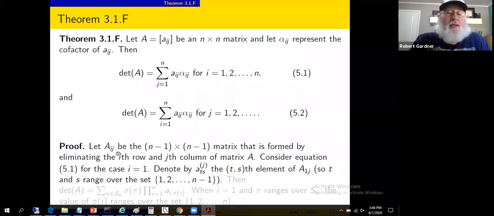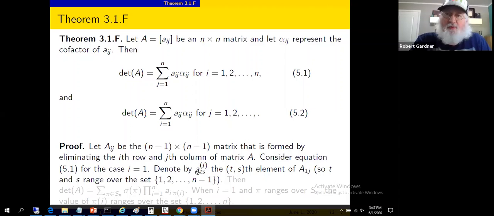Okay, let A sub ij be that n minus 1 by n minus 1 matrix formed from matrix A by eliminating the ith row and the jth column of matrix A. All right, consider equation 5.1 when i equals 1. Denote by lowercase a sub ts superscript parentheses j, probably I made that notation up because it's so clunky, the tth element of matrix A sub 1j with these symbols here.